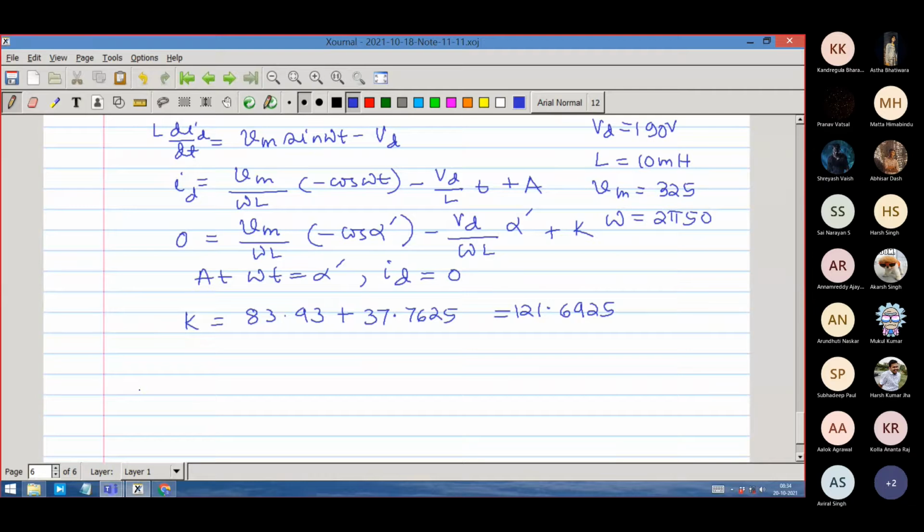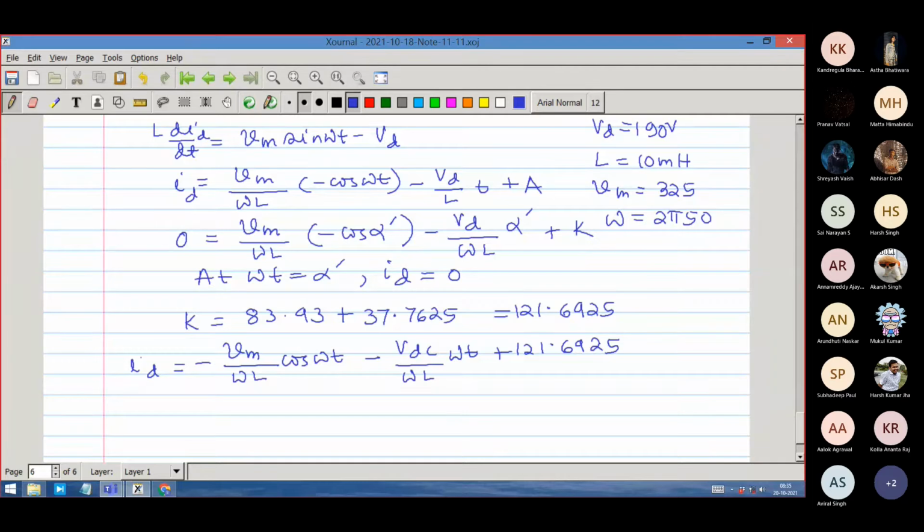So the full expression of current is ID is equal to minus Vm by omega L cos of omega t, minus Vd by omega L into omega t, plus 121.6925. That is the current when current is greater than 0.